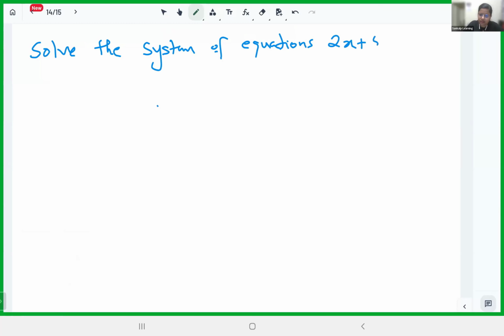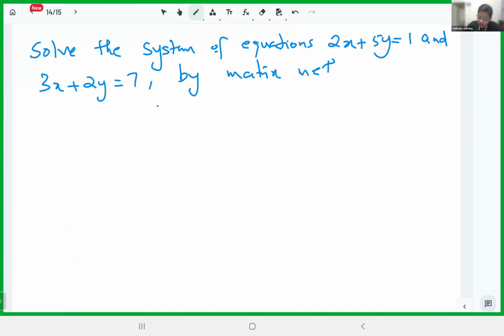Solve the system of equations 2x plus 5y equal to 1 and 3x plus 2y equal to 7 by matrix method. Okay. So the equations could be solved directly, but here they have asked to find the solution by the matrix method. For that you have to change the system of equations into matrix form, right?